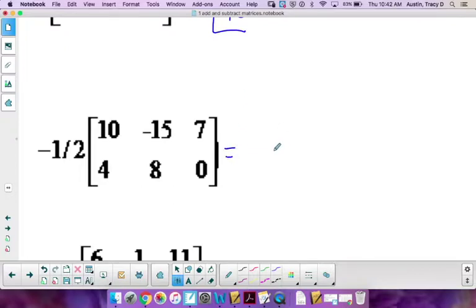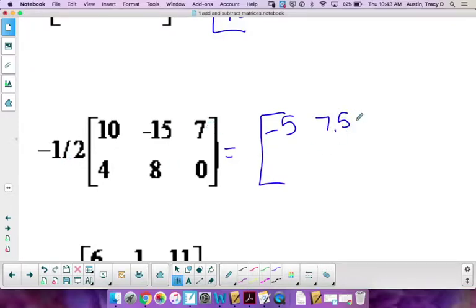Again, multiplying the entire matrix by -1/2. So we're actually making it smaller, and then we're changing all the signs. And for this, you can actually leave your answers either as a decimal or an improper fraction. The choice is yours. So -1/2 times 10 is -5. -1/2 times -15 is now going to be a positive 7.5.